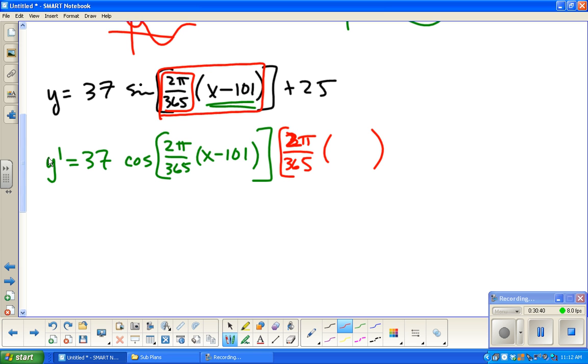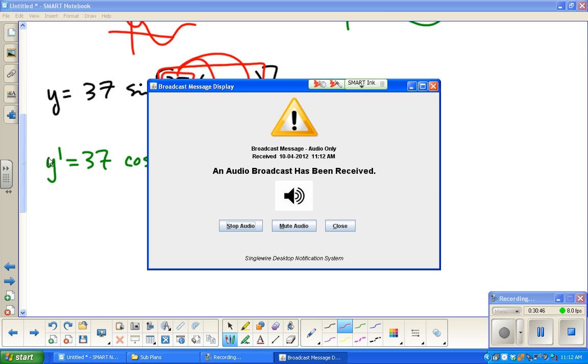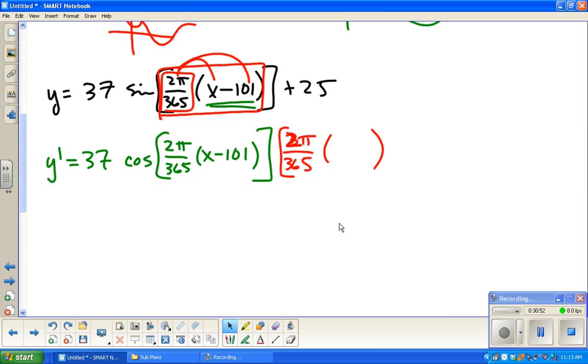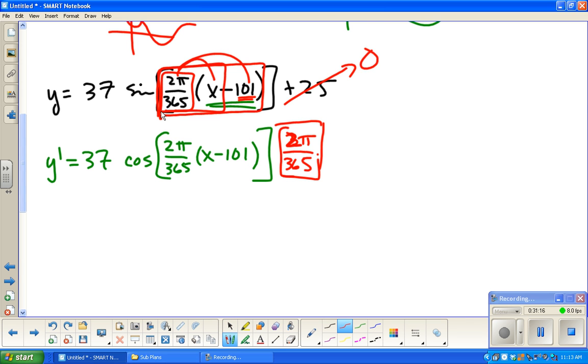times, and now I'm just going to think of this like it's in its distributed form because I think that's just easier. Yes, that will be on the video. Get rid of that, get rid of that. Okay, cool. So the derivative of 2 pi over 365x is just 2 pi over 365. The derivative of 2 pi over 365 times 101, that's just a constant, so that's basically done. There is no x to go with this. I can get rid of that. And then the last thing to consider is the derivative of 25 is 0. Okay? So that is the derivative. Okay, so I did that.